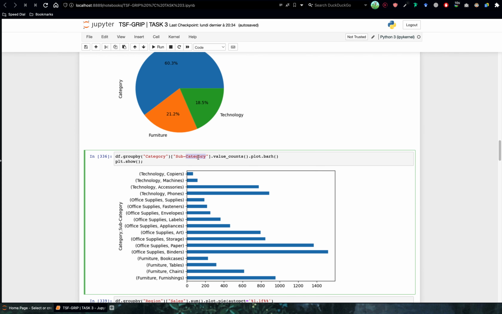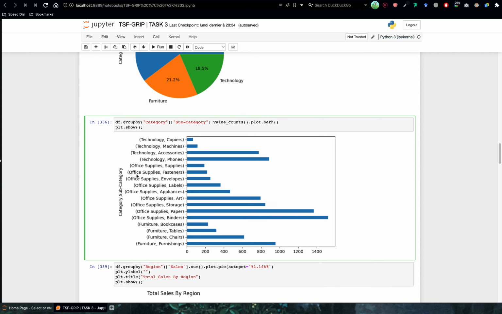Here we are trying to get the count of subcategories, but also know which category each belongs to through the group by. You can see that we have a lot of, for example, binders and paper. We are selling a lot of paper, and also a lot of phones and accessories in the technology sector. And for furniture, we are selling more chairs and furnishings.